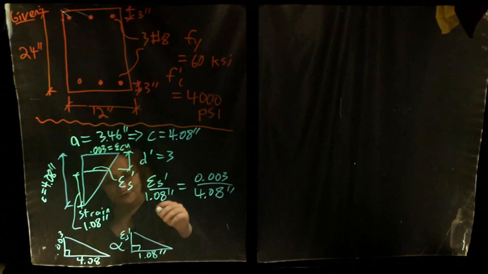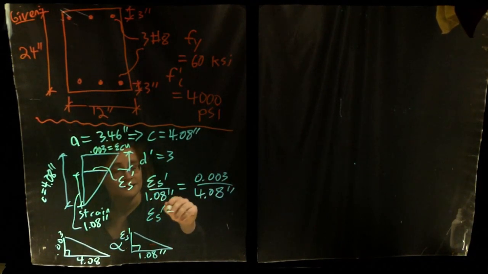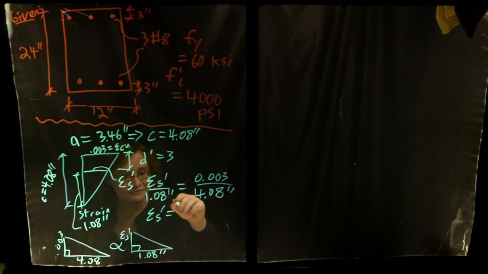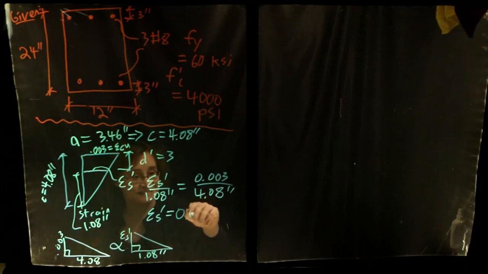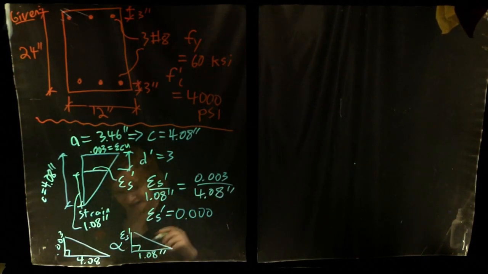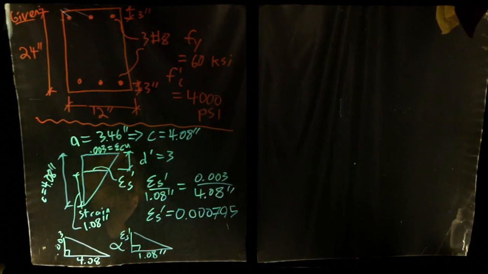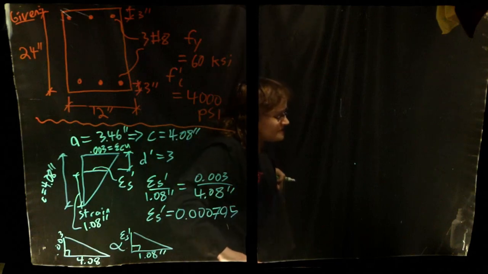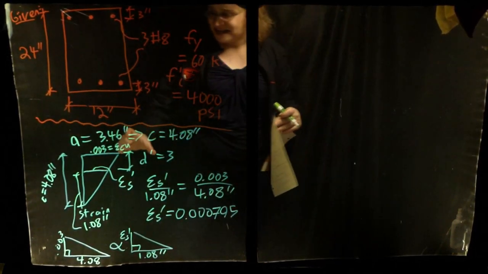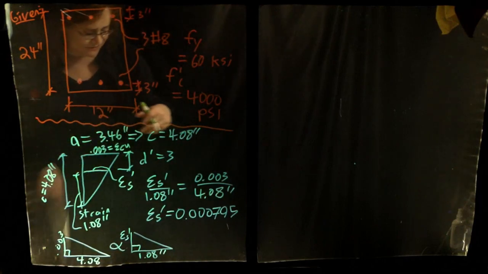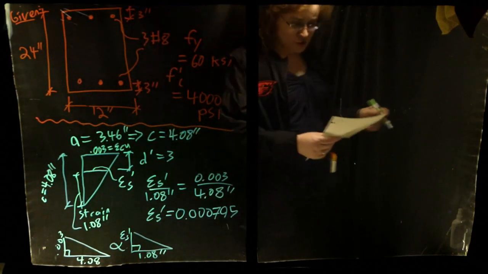And when I go and solve for that, I get that epsilon S prime, the strain in my compression reinforcement, is equal to a very lovely number of 0.000795. And again, it's strain, so there are no dimensions on that. So we now know the strain. We know the strain in the compression reinforcement if the neutral axis depth is indeed 4.08 inches.